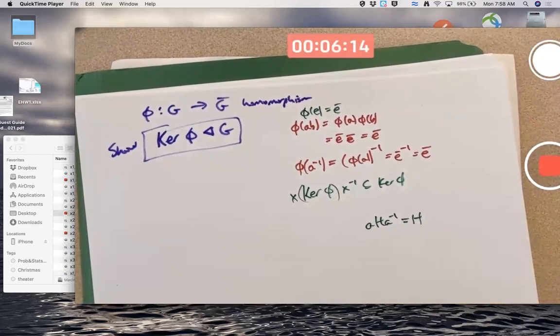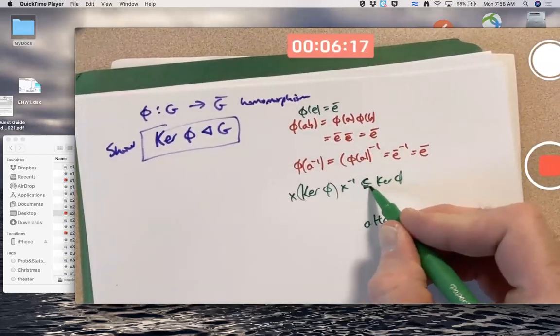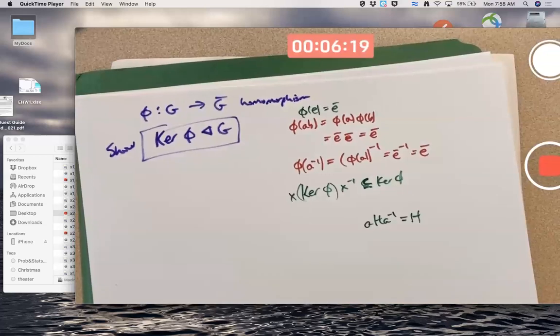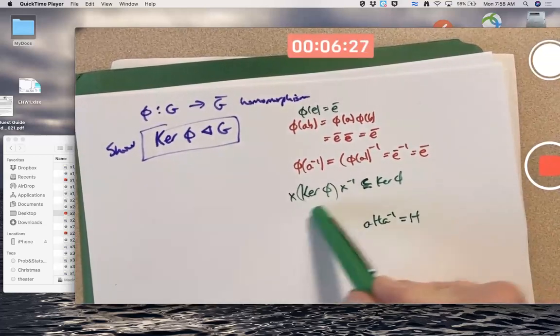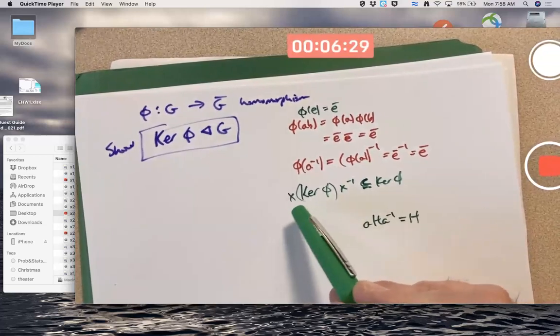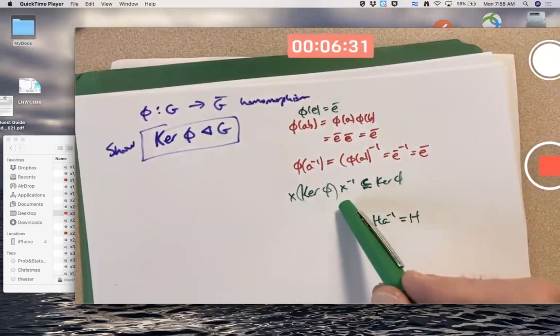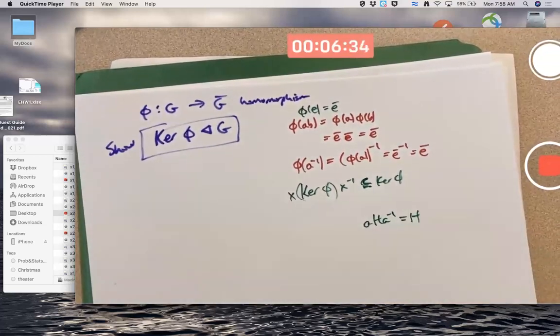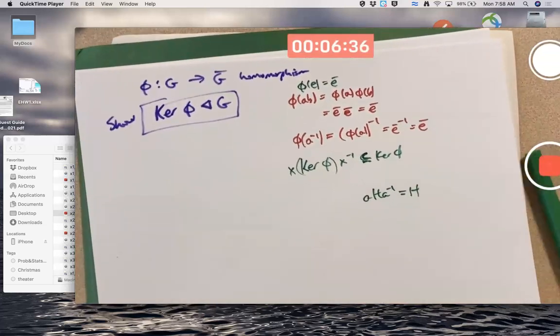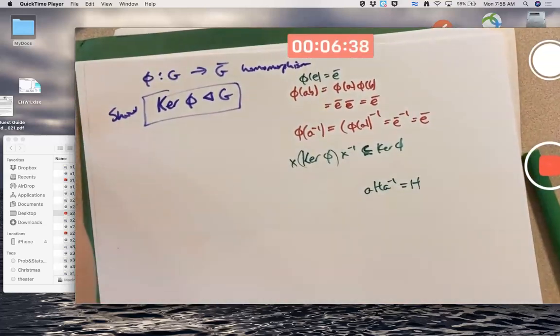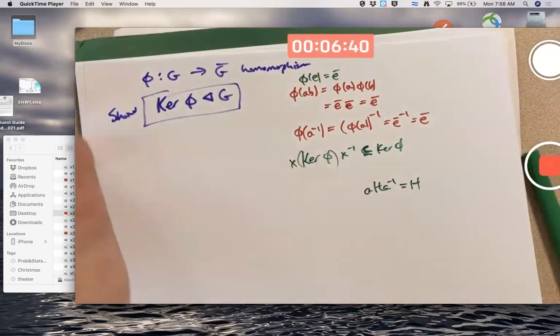But it's good enough just to show one inclusion. You don't have to show equality here, though they will be equal. If this is true, it turns out they will be equal. So you take an arbitrary element in here, x times something in the kernel times x inverse, and show that product is in the kernel. It's fairly easy actually, using operation preserving properties, which are highlighted in chapter 10.